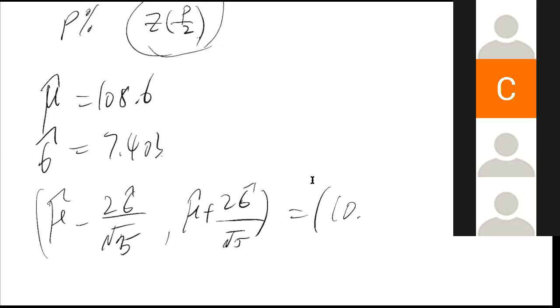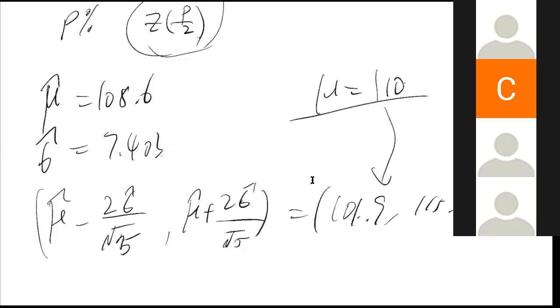So at last, the answer is what I've shown here. You can also test it by yourself. We know that the actual population mean is 110, and our interval successfully catches that mean. So, very good. So that's all for problem 1.